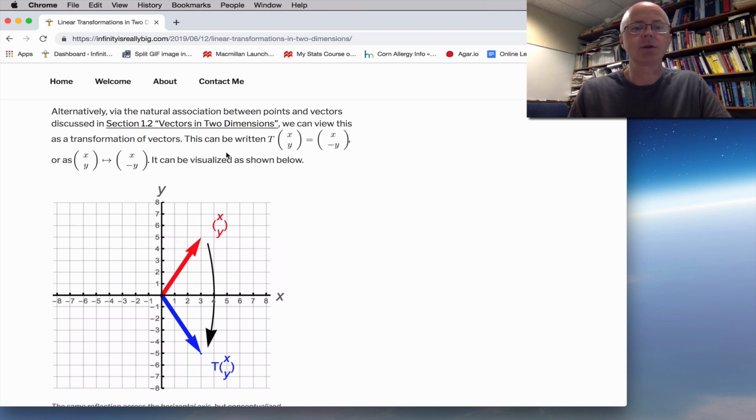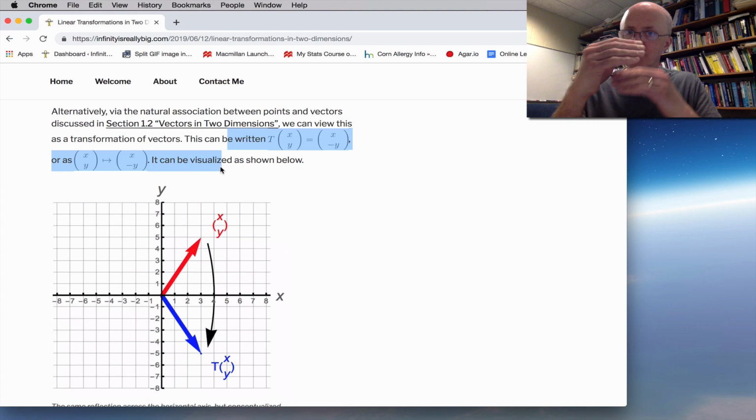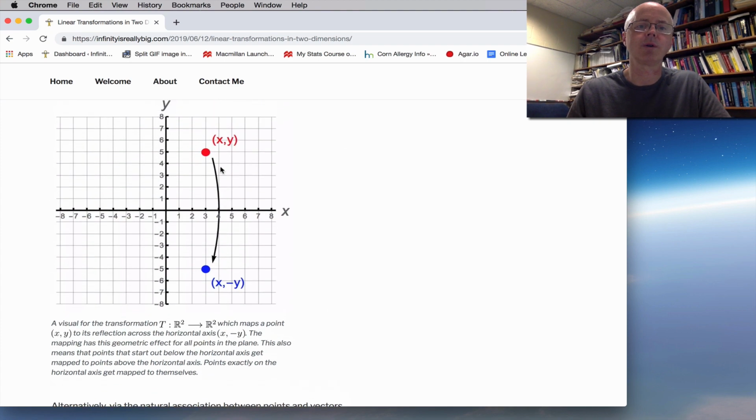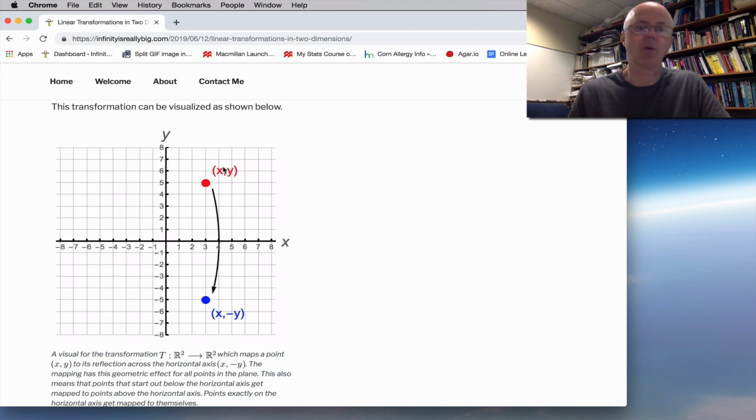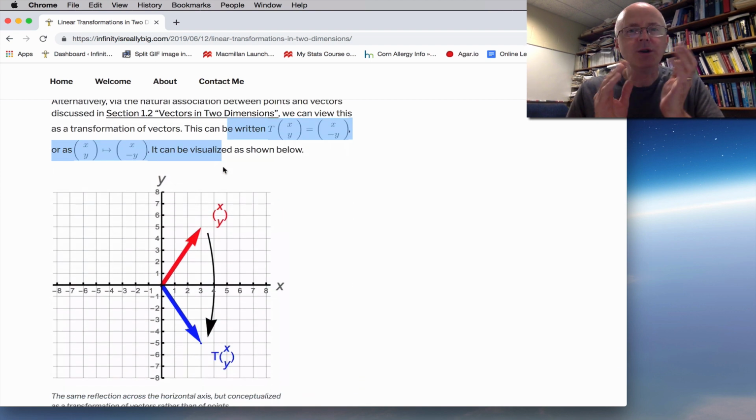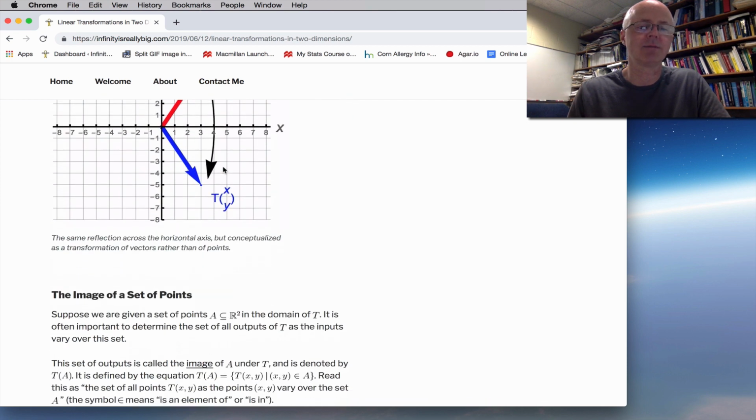Here, also notice that I'm using vector notation. I'm using column vectors, as I usually will for vectors, instead of horizontal point notation, ordered pair notation. You should feel free to use either perspective. That's really important. We're going to have this natural association between points and vectors. You don't want to let it confuse you. Be able to go back and forth between these different perspectives.